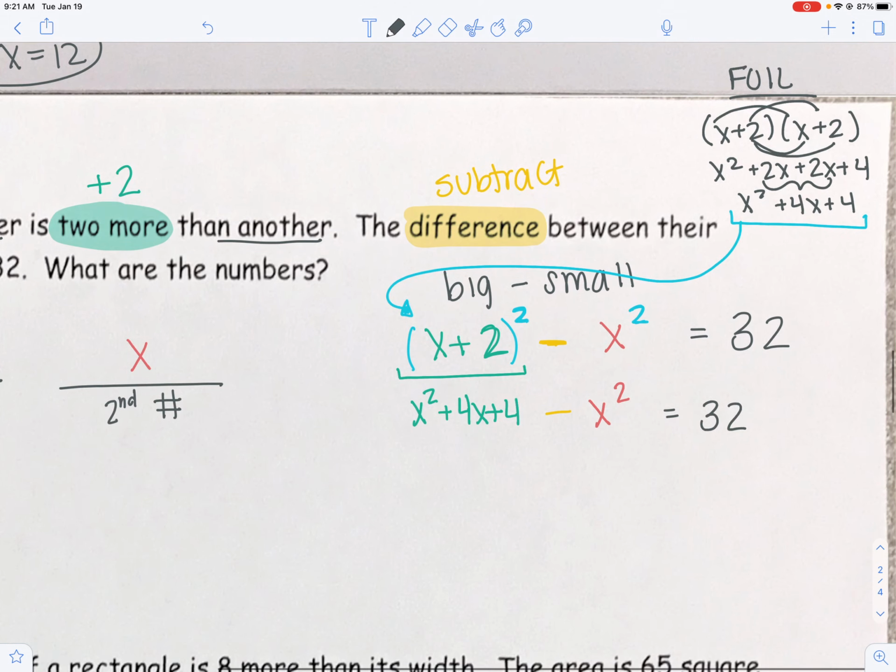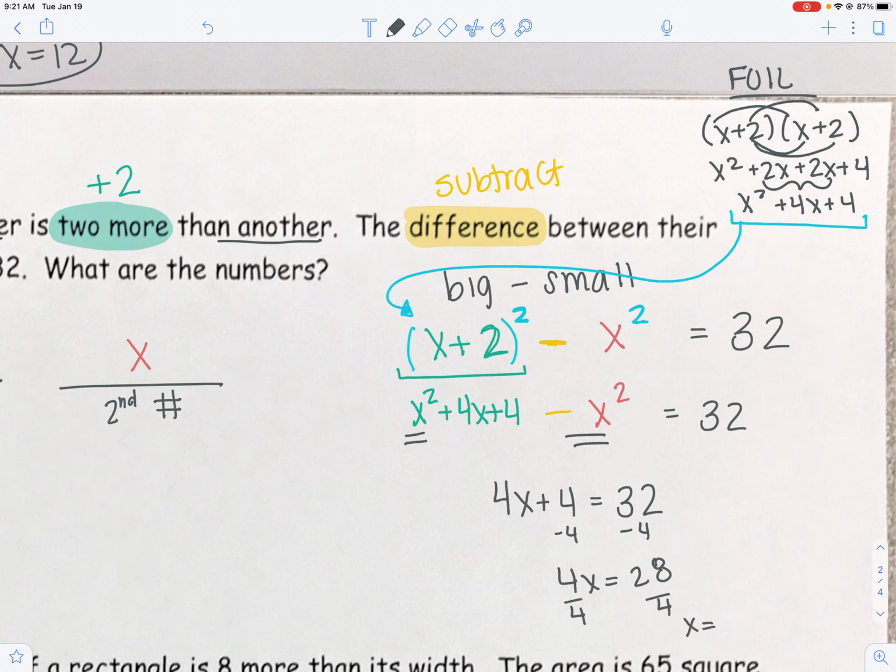Now it's a matter of combining like terms. The x squared minus x squared is actually going to cancel. Because the x squareds went away, I no longer have to factor. I can only factor x squared. So now this turns into just a linear equation, and I'm going to finish solving it like I would a normal linear equation. Cancel, cancel. I've got x equals 7.